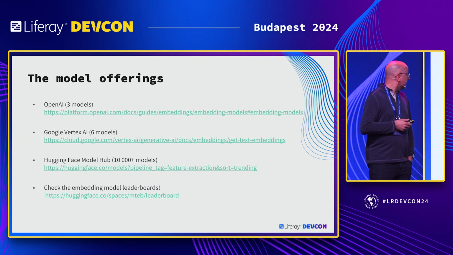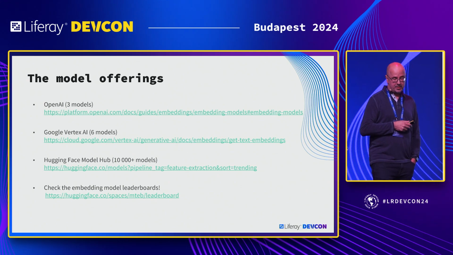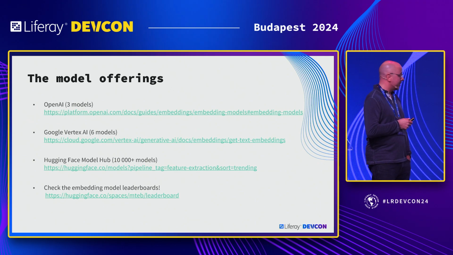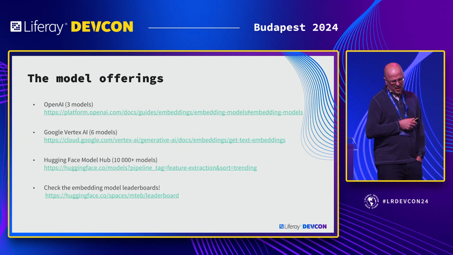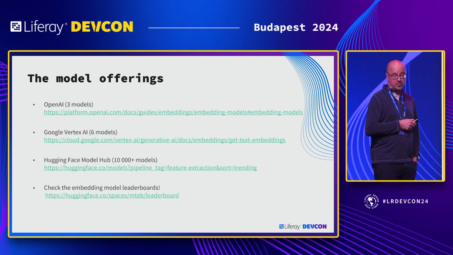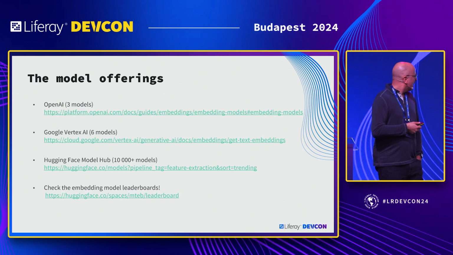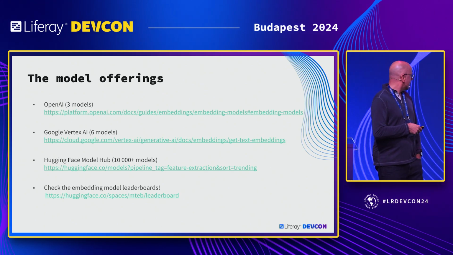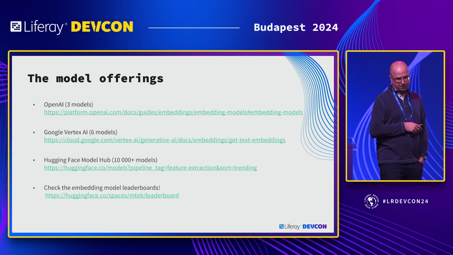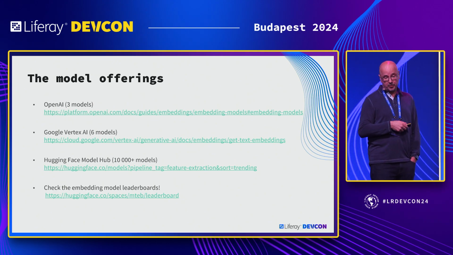How about the offerings then? If you are to go with OpenAI or Google Vertex AI, it's really simple. OpenAI gives us 3 models, while Vertex AI 6 models. But if you are going with open source, Hugging Face has over 10,000 models. So that might become more a challenge. But regardless, I encourage you to take a look at these embedding model leaderboards at Hugging Face site. That gives a good idea which direction you might want to go.